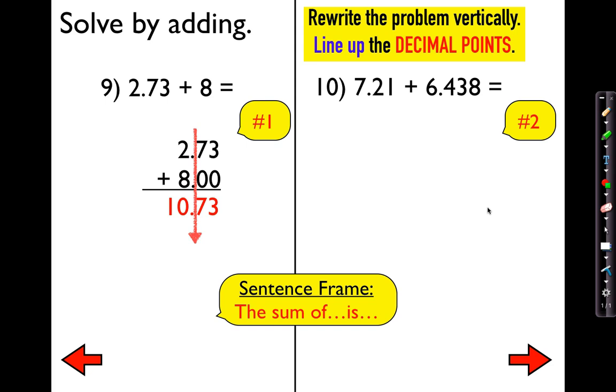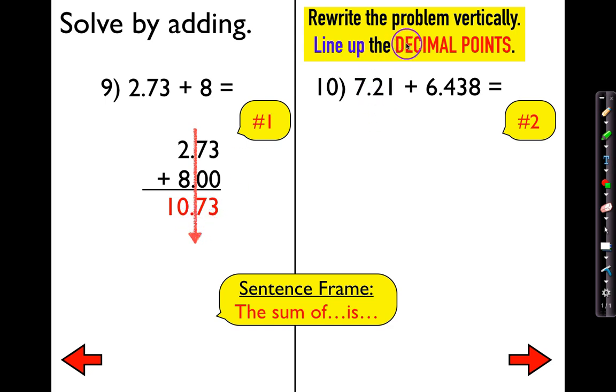Now, if you thought in terms of money, you probably would have been able to get this answer a lot quicker. Think of it as $2.73 plus $8. What is it? It's $10.73. Now some of you would be able to do this in your head. So please consider, if you're not sure, relate everything back to money. It's extremely helpful figuring out where the decimal goes, figuring out what your answer might be. So please remember that as a tip. So here I'm going to say the sum of 2 and 73 hundredths and 8 is 10 and 73 hundredths.